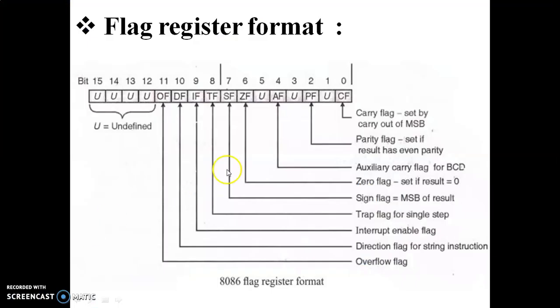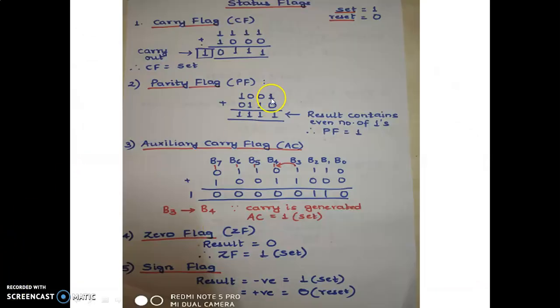The second flag is parity flag. Now this parity flag, if the result is having even number of ones in it, then it is set, otherwise it is reset. Now let us see this with one example. So here we are adding two numbers. The addition of these two numbers is 1 1 1 1. The result is having even number of ones. So whenever the result is having even number of ones, parity flag will be set to 1.